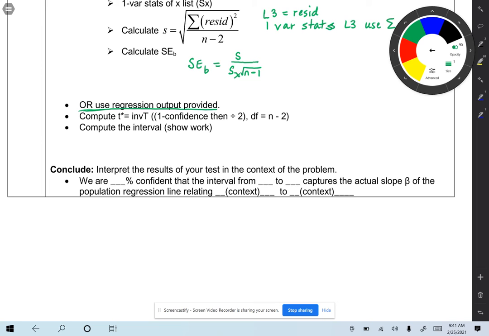And so to do that, you do inverse T, 1 minus the confidence level, then divide by 2, and then list your degrees of freedom and compute the interval. And here's the interval: b, your slope, plus or minus T star times the standard error. And then conclude, interpret the results of your test in the context of the problem. We are blank % confident that the interval from blank to blank captures the actual slope beta of the population regression line relating whatever your response is to your explanatory.